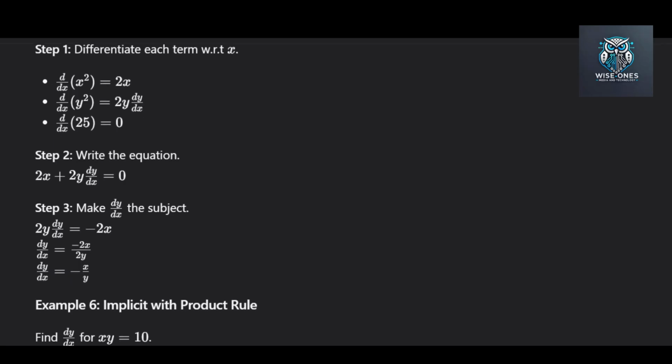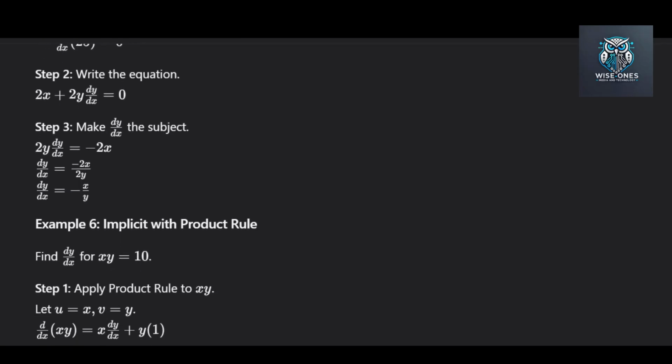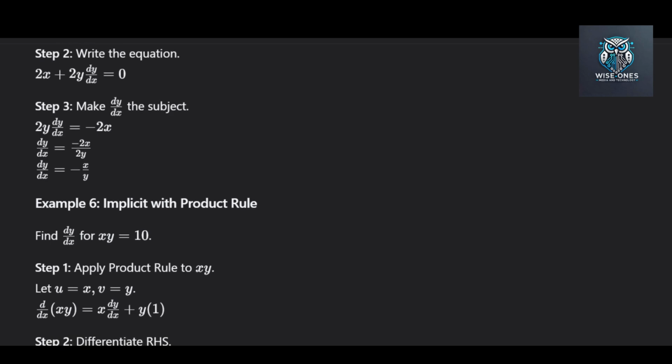We want dy/dx alone. Subtract 2x from both sides. 2y times dy/dx equals negative 2x. Divide by 2y. dy/dx equals negative 2x over 2y. The 2's cancel out, so dy/dx equals negative x over y. Answer, dy/dx equals negative x over y.